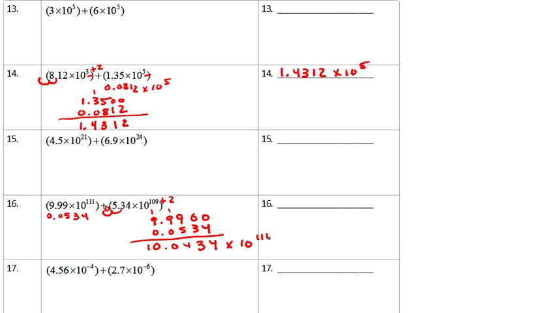But there's a problem. This is no longer in scientific notation form because I have 2 digits in front of my decimal place. I'm going to have to move 1 place to the left. Well, left means add 1, so my new answer is 1.00434 times 10 to the 12.